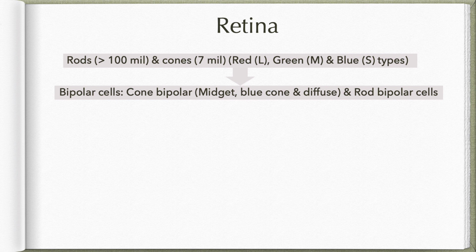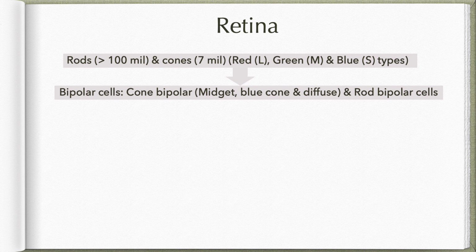Now these bipolar cells are also located within the retina. Depending upon whether these bipolar cells will synapse with rods or cones, they are of two types: cone bipolar cells and rod bipolar cells. Cone bipolar cells are again of three subtypes: midget cells, blue cone cells and diffuse cone bipolar cells. Compared to the number of rods and cones, the number of bipolar cells is much lesser, so there is going to be convergence of information.